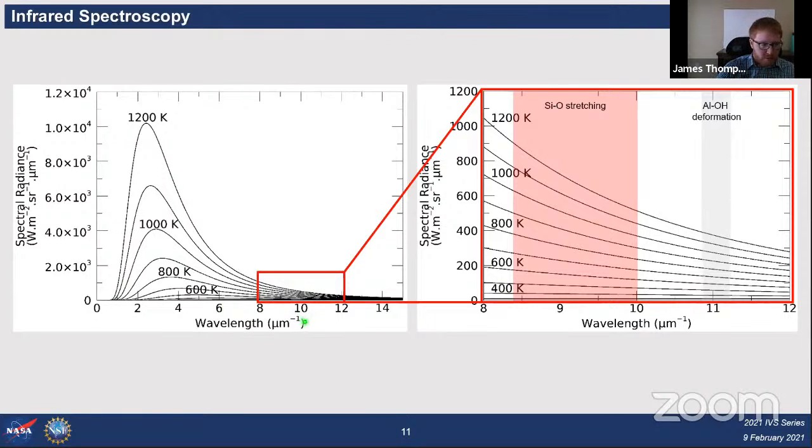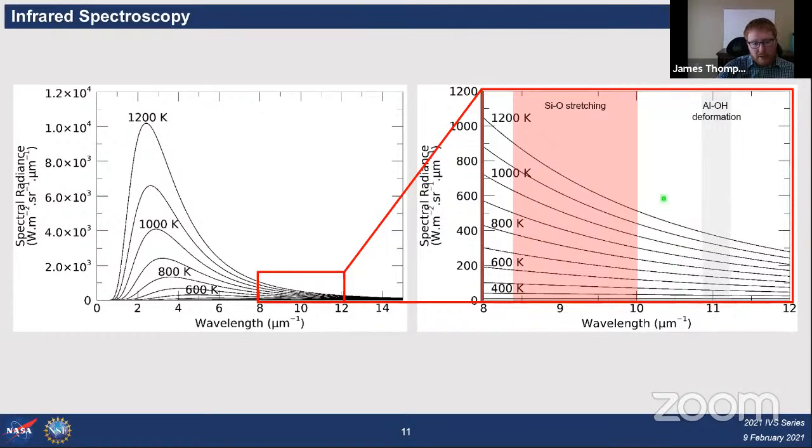The majority of my work is concentrated in the thermal infrared region of the electromagnetic spectrum between 8 and 12 microns. The reason for this is that there is an atmospheric window here, so there are fewer complications due to atmospheric water vapor and CO2, and so the corrections are a lot simpler for that.